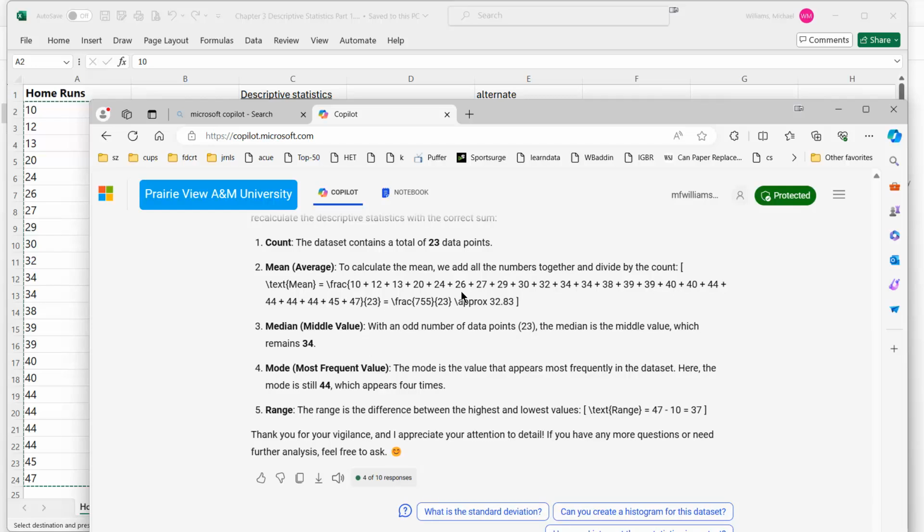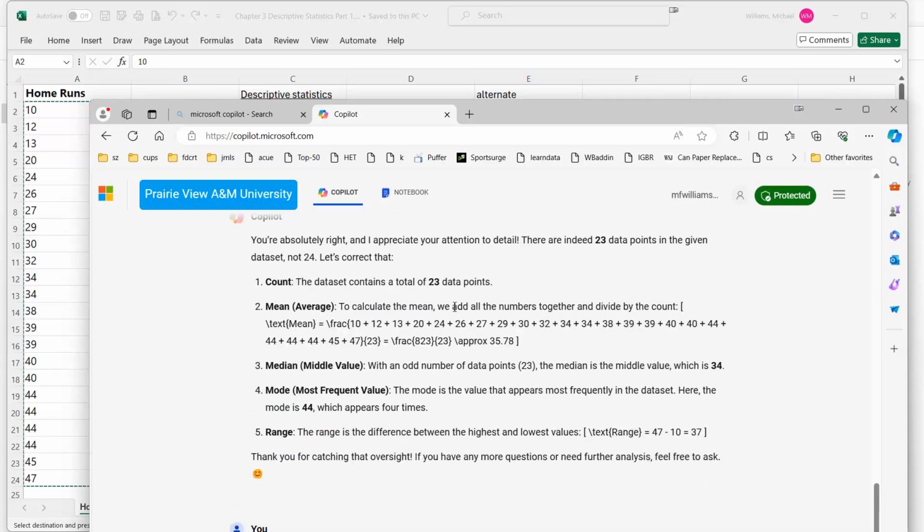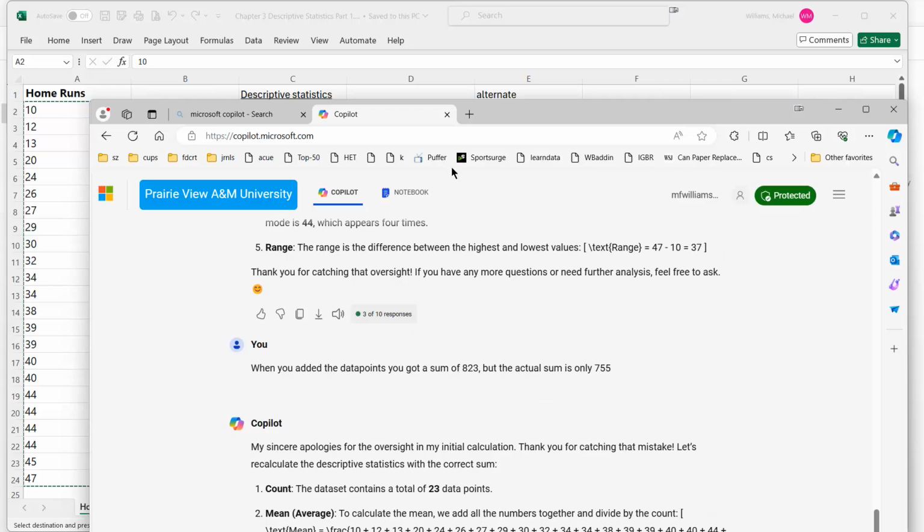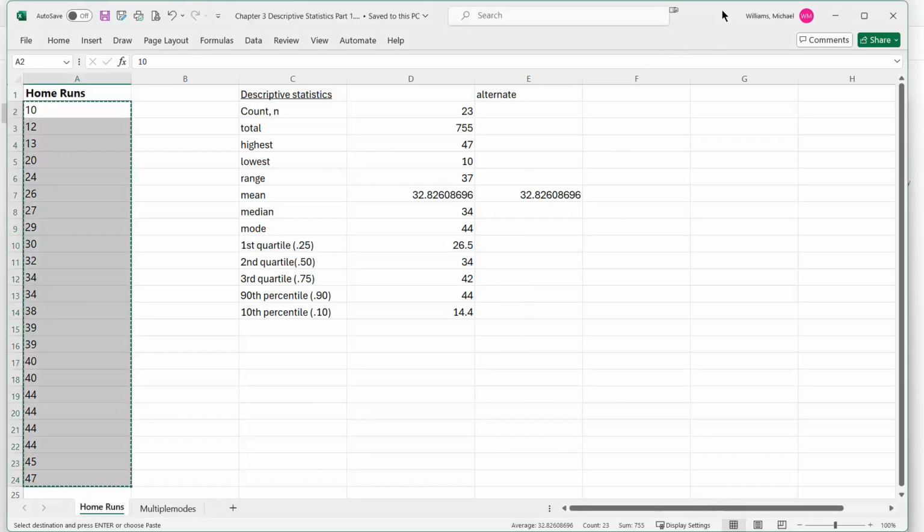What's interesting is I gave it a different data set, because I wouldn't show you this unless I thought it worked. I gave it a different data set and I tried it and it worked fine. But for some reason, it's not working on this data set. This data set is actually smaller. I gave it a data set with 50 points, and it did it fine. So we had to correct it twice. Well, that's too bad. But anyway, be careful, I guess, when you're using Copilot to calculate descriptive statistics.